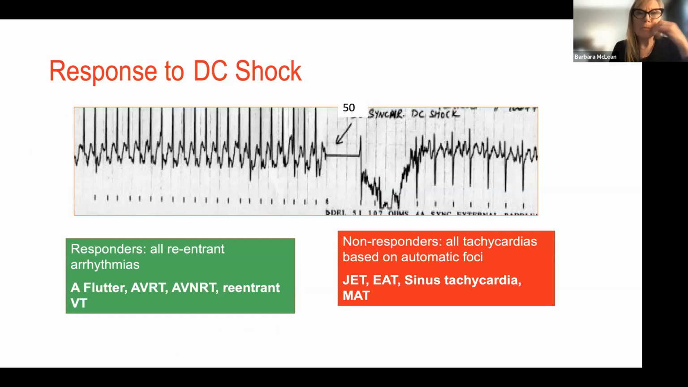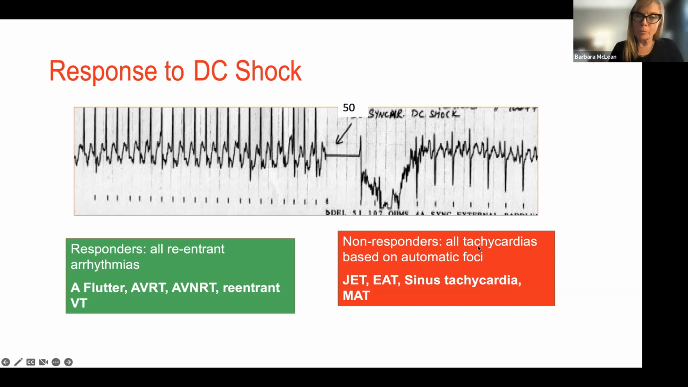Typically, who's going to respond to cardioversion, right? Almost all reentry dysrhythmias are going to respond. They're not going to sustain, but they're going to respond. So A flutter, AV reentry tach, AV nodal reentry tach, reentry ventricular tachycardia almost always respond to cardioversion. But other types of tachycardias are non-responders, like junctional ectopic tachycardia, atrial tachycardia, multifocal atrial tachycardia, and profound sinus tachycardia.